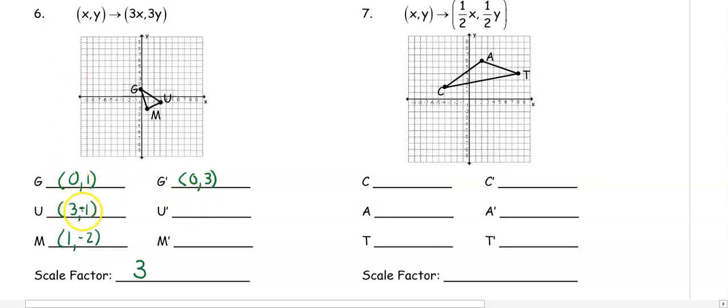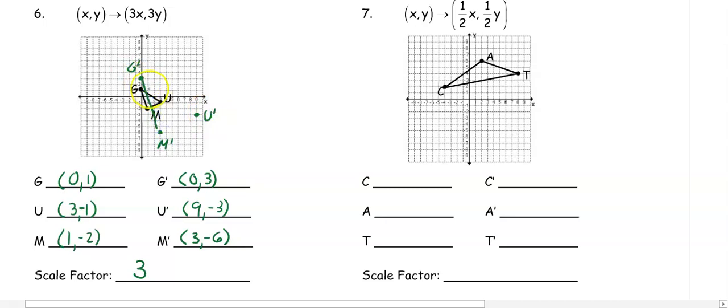U prime, we have 3, -1. We're going to multiply by 3, so we get 9, -3. And M, when we multiply, we get 3, -6. So I'm going to replot those points. So we have 0, 3, 9, -3, and 3, -6. I'm going to put my letters with each point and then connect them.